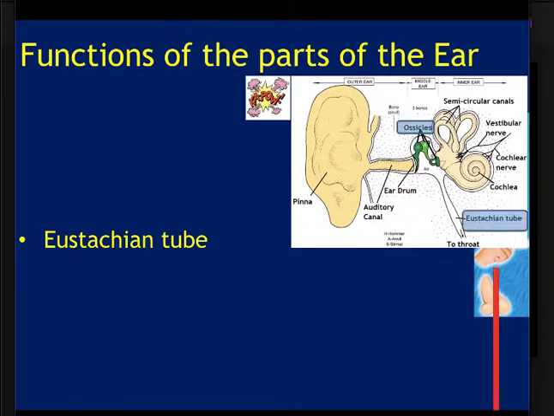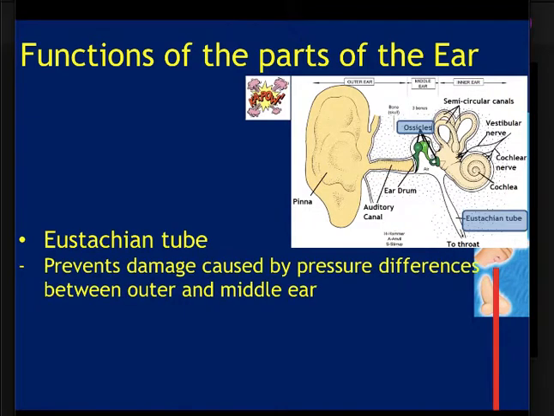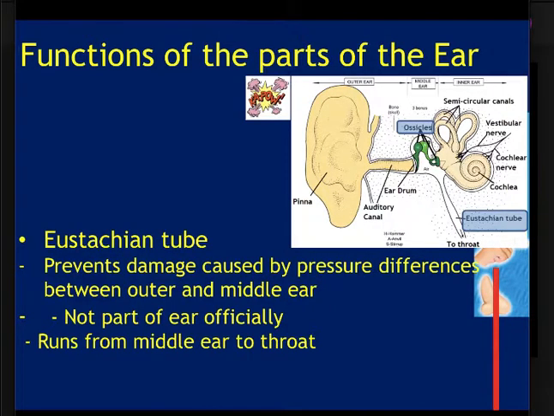So your eustachian tube is, again, a protective mechanism. It prevents damage caused by pressure differences between your outer and your middle ear. So again, if you hold your nose now and breathe out, your eardrums will pop out, and if you yawn, you'll feel them click again. And when you yawn, you're using your eustachian tube to equalize the air pressure. So really important when you fly, really important if you go diving, because you don't want your eardrum to burst. Technically it isn't part of your ear, but it goes from your ear down to the back of your throat.